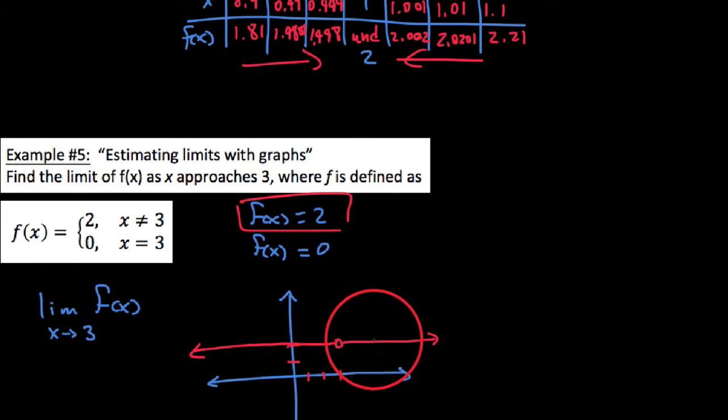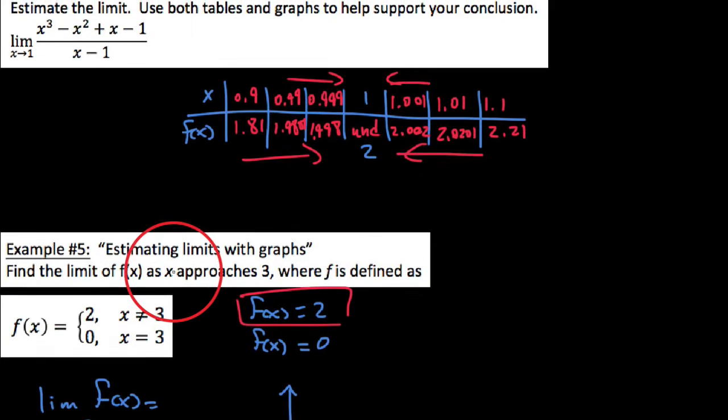So our graph looks like this, but when x equals 3, it's at a height of 0. So it's just at a height of 0 when x equals 3, but it's at a height of 2 everywhere else. Now, assessing the situation here, the limit of this function is the y value that our function is getting really, really close to as x is getting close to another x value.